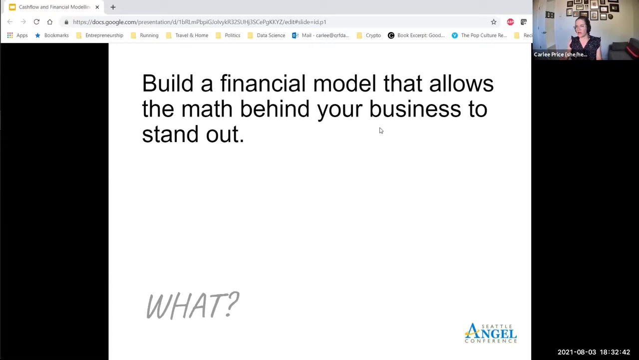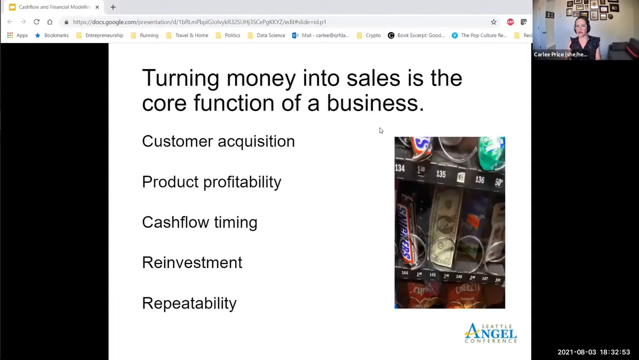So that was the why. Thinking about the what, you have to build a financial model that allows you to see the math behind your business and to allow those numbers to stand out. Turning money into sales is effectively the core of any business.